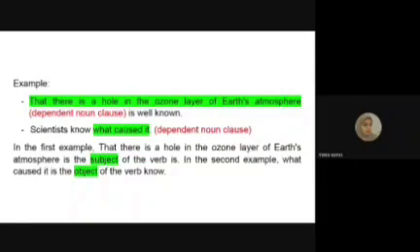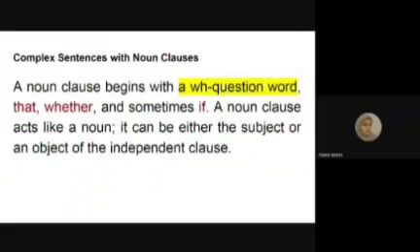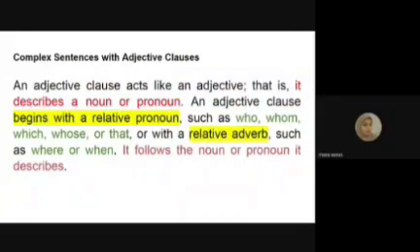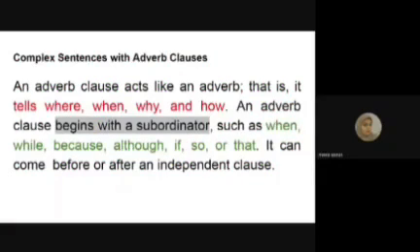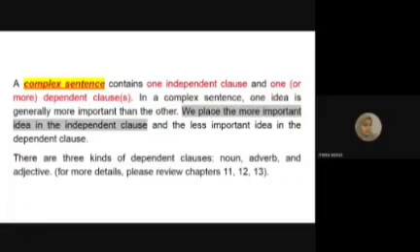So the kind of the dependent clause depends on meaning, and also you can identify the kind from the structure. For example, if it starts with that, what, if, when, which, whose. So all of these things determine the kind of dependent clause that you have. But we said that for a complex sentence, there should be one independent clause and one or more dependent clauses. So you have to keep this in mind when you identify or write complex sentences.